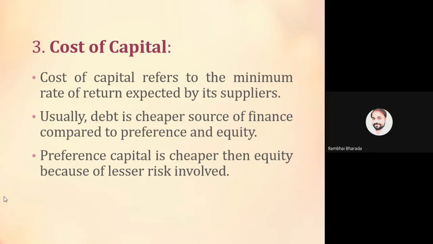The highest is equity capital. Second one is preference. Third is debt. So generally, the company first prefers the debt. If debt is not available, the company goes for preference, and if preference is not available, then the company goes for equities. Are we clear?